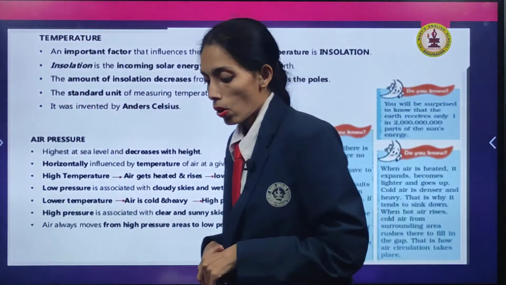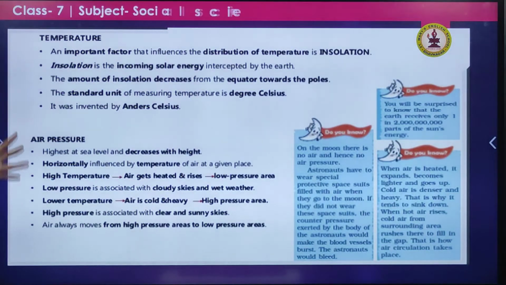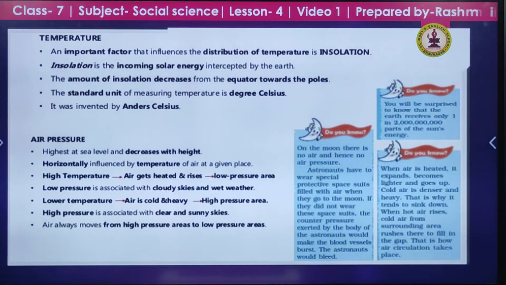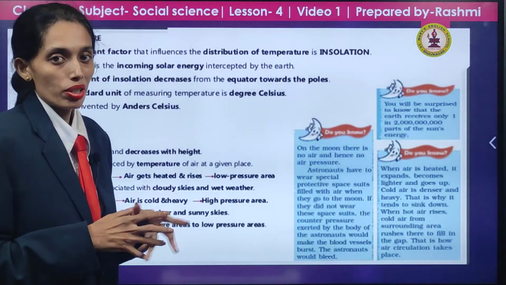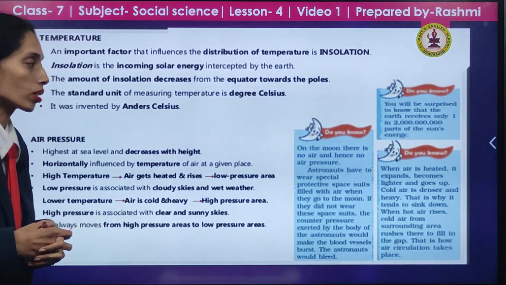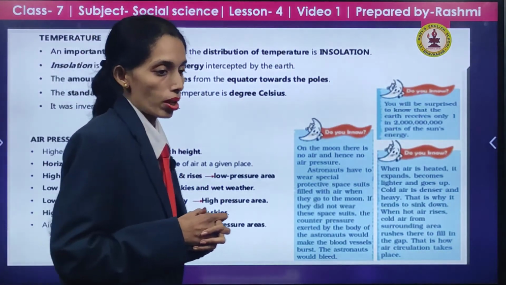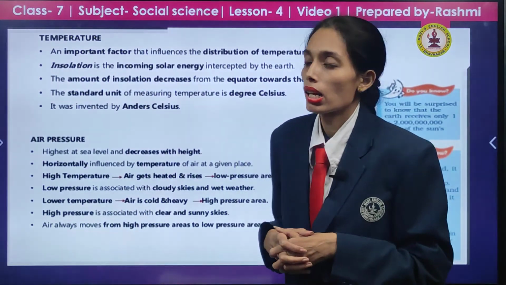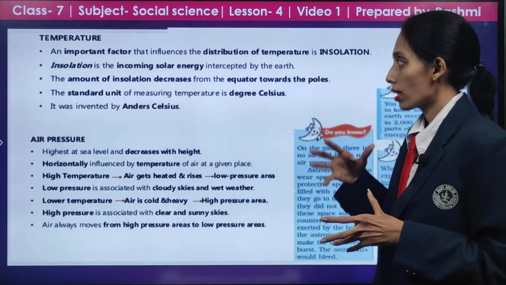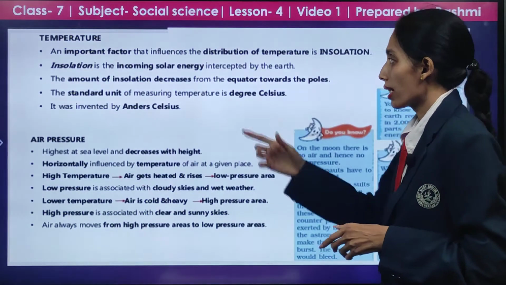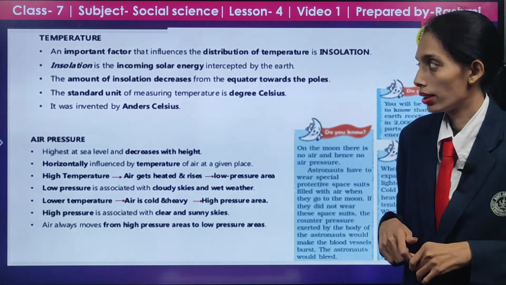Now let's talk about temperature. Temperature is an important factor that influences the distribution of temperature, which is termed as insolation. The radiated rays which are coming to the earth's surface get refracted inside the earth and stay back. Insolation is the incoming of the solar energy intercepted by the earth.